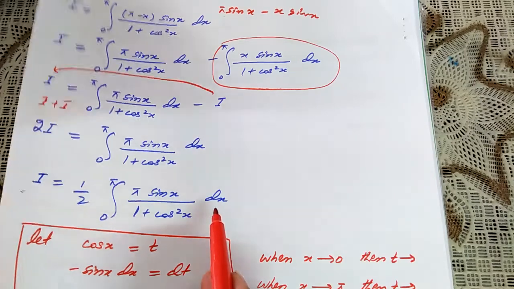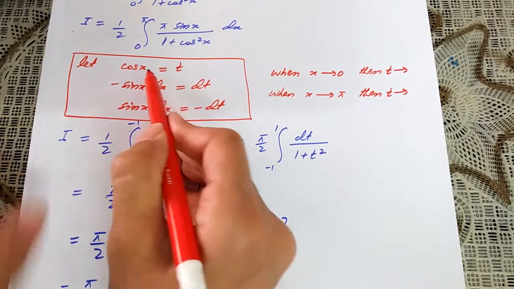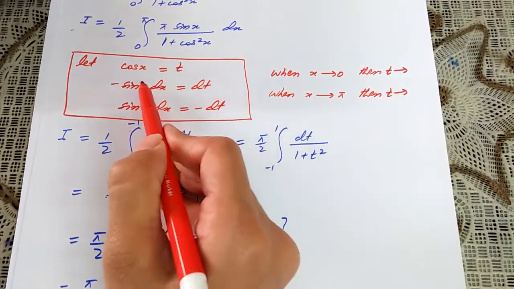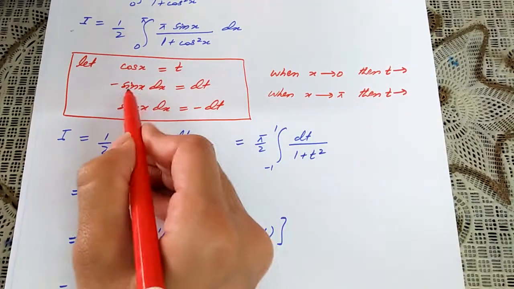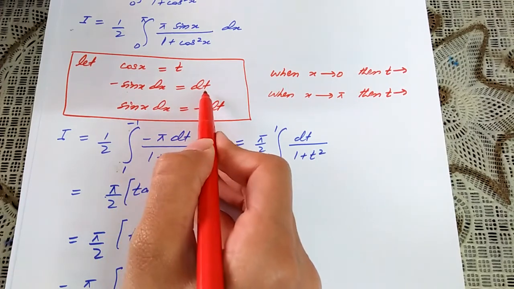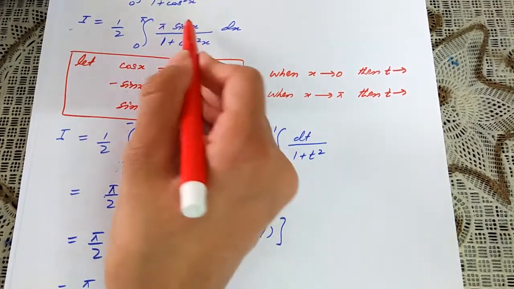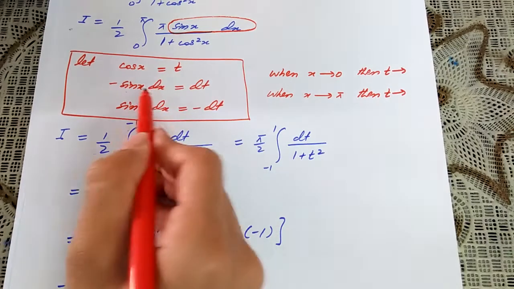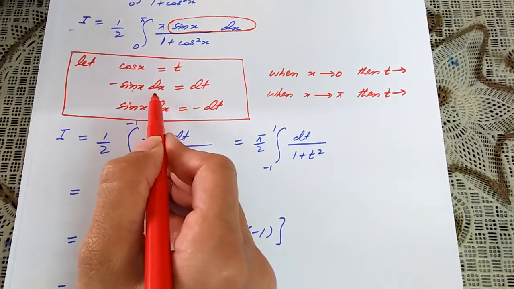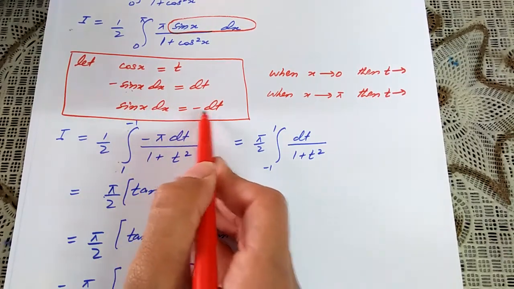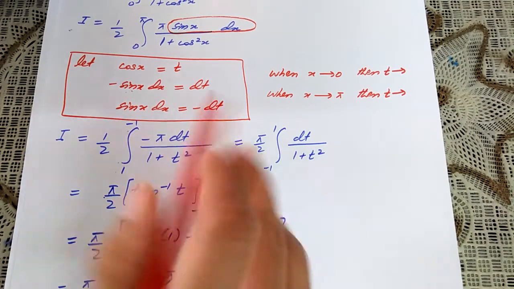Now I need substitution here. Let cos of x equal t. Taking the derivative on both sides gives us minus sine of x dx equals dt. And I have sine of x dx here, so I can separate sine of x dx out. I will get sine of x dx equals negative dt.